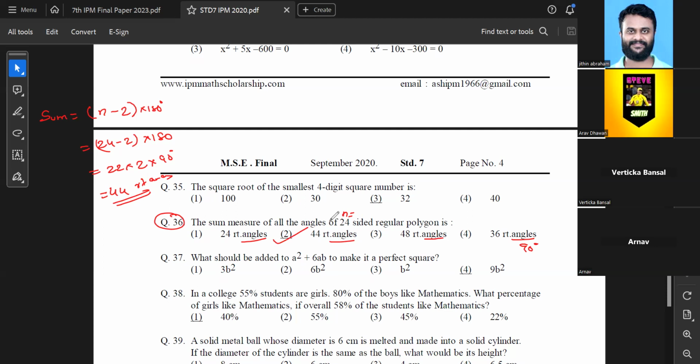Also, there is a formula. Sorry, I'm not able to hear you, Arav. I did not understand, what were you saying? Because here the options are in right angles, another formula can be 2n minus 2. If you want to find the sum measure of angles in right angles, then that can be a formula: 2n minus 2. Correct, correct. Good one.